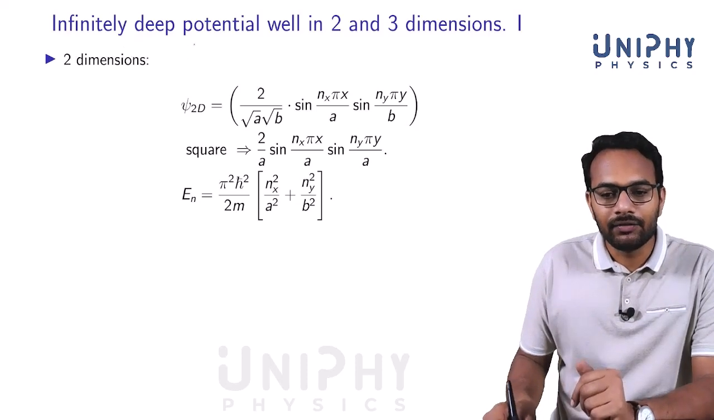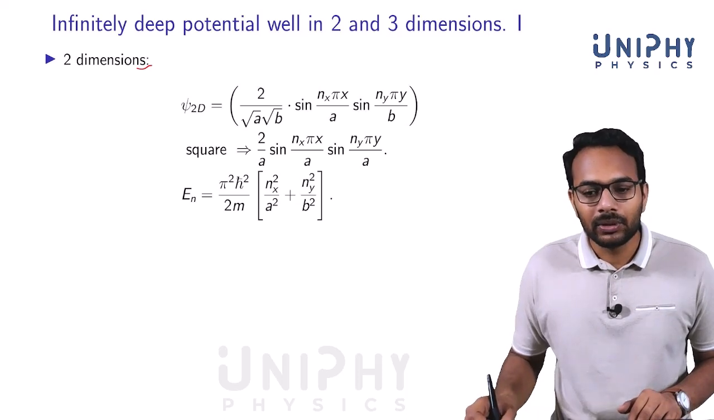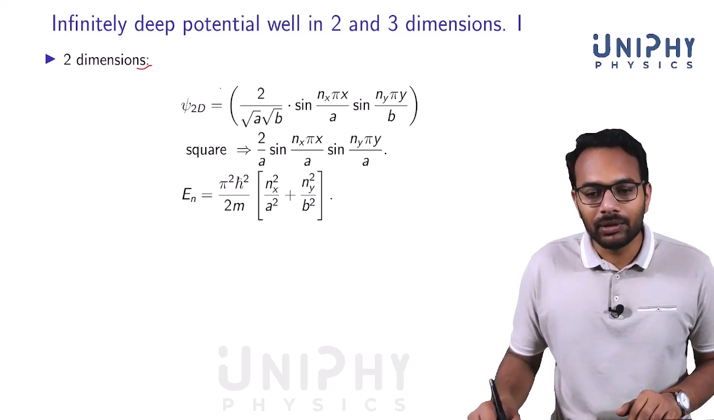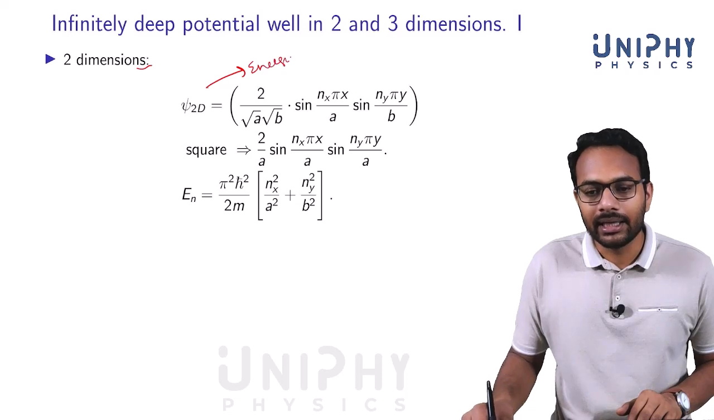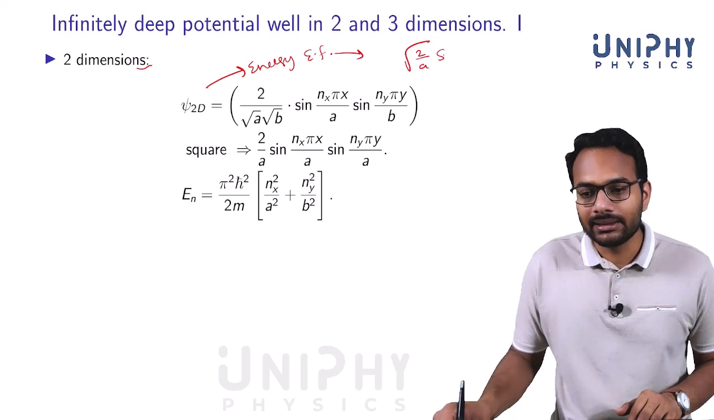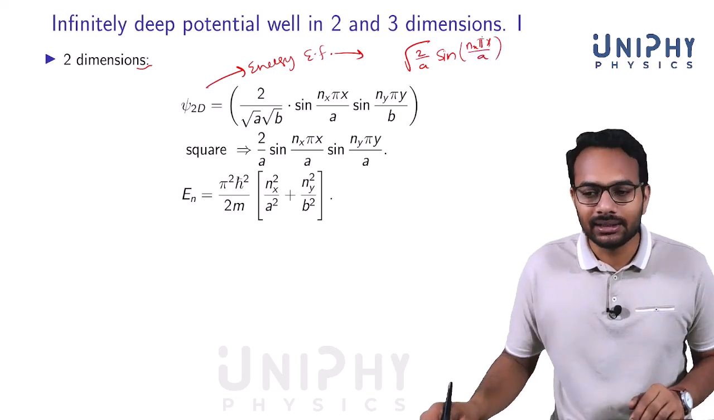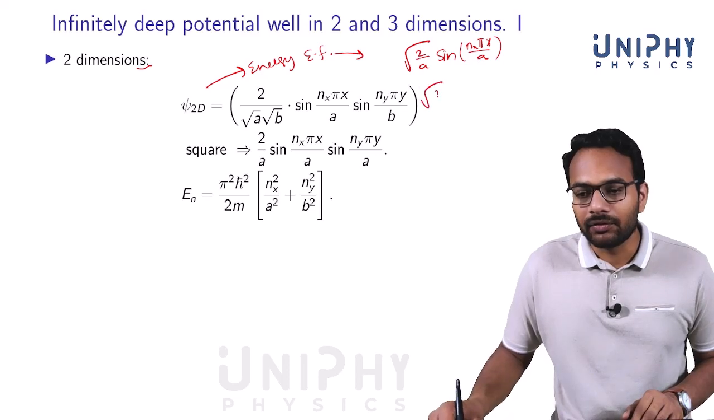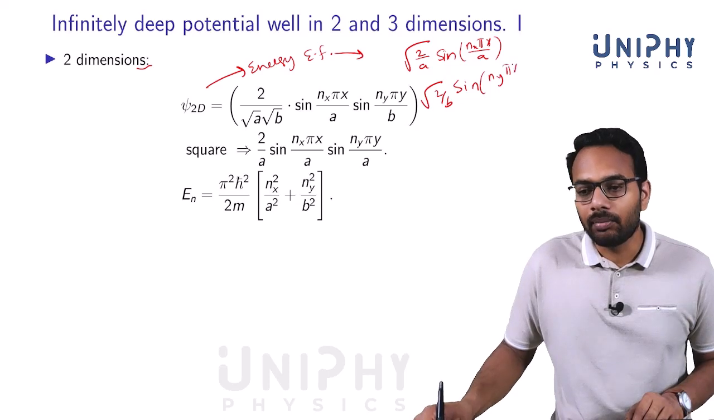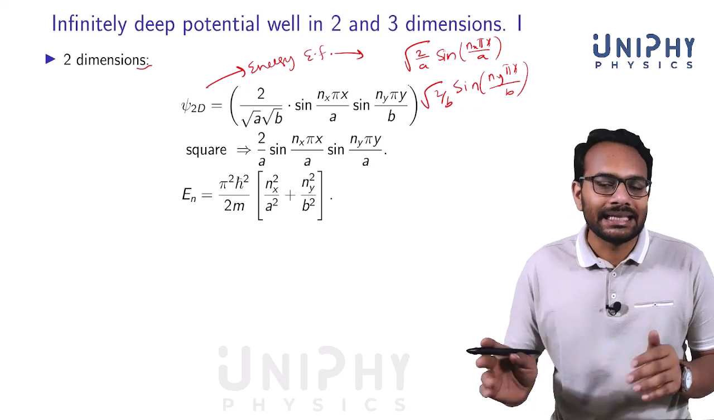So here is the infinitely deep potential well in 2 and 3 dimensions. First we go into the 2-dimensional case. The energy eigenfunction is simply obtained by taking the 1-dimensional cases: the 1-dimensional one for the x dimension, square root of 2 by a sine nx pi x by a, corresponding to the x direction. And then one for the y dimension, square root of 2 by b sine ny pi y by b. Here a and b are the widths in the x and y directions respectively.